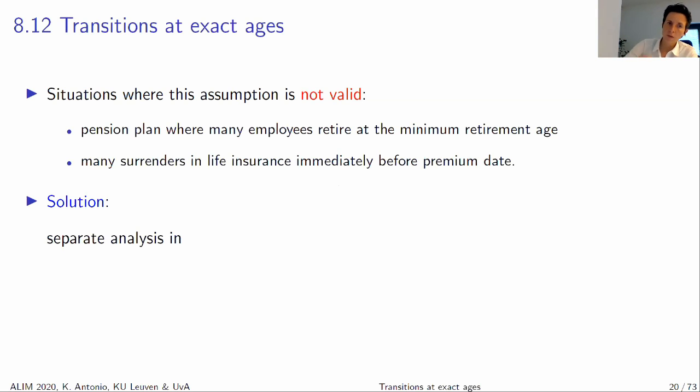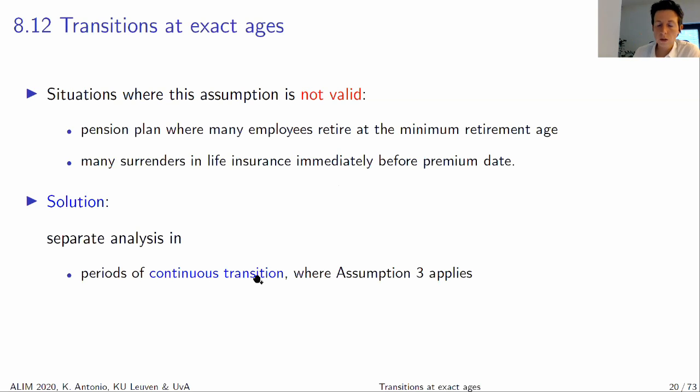So what are we going to do after the break? We're going to separate our analysis into periods of continuous transition, where the assumption number 3 that I had on my previous sheet applies. And then we have periods of discrete transition. So we have a transition at a very specific age with a certain probability. We want to take both into account and do calculations for examples which would allow for both types of transitions. So that's a topic in this section.